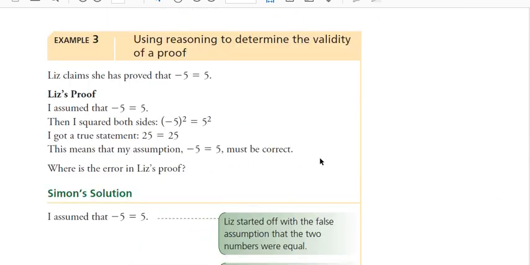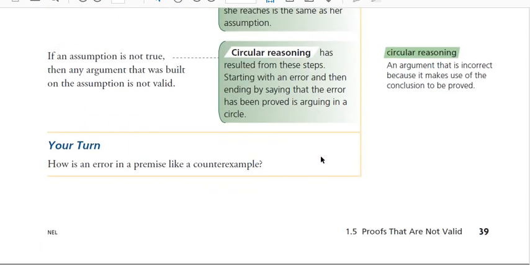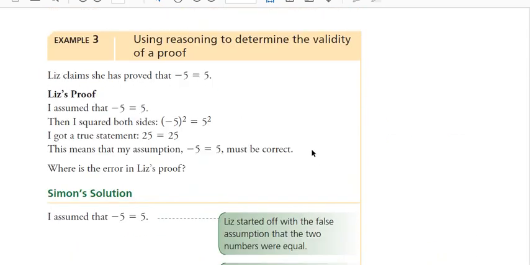So on page 40, no, what page is this? This is 39 in your textbook here. Liz claims that she has proved, as example 3, that -5 equals 5. So what did Liz start off with? Her basic premise: she assumed that, for this case, she said, okay, let's just say that -5 equals 5, and I'm going to show you how I'm going to prove that -5 must be correct.